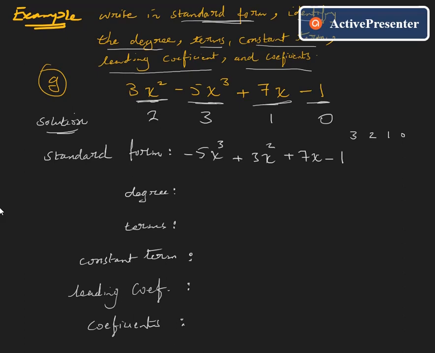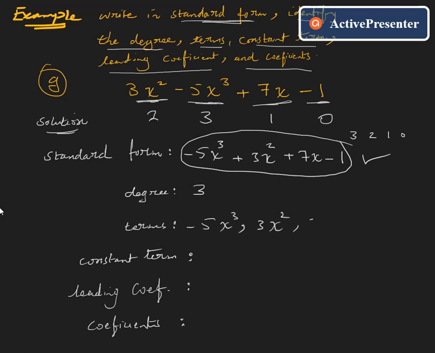This is the standard form. Okay, this is the standard form of the polynomial. The degree of the polynomial is 3. The terms we have minus 5x cubed and 3x squared and 7x and minus 1. The constant term is minus 1. The leading coefficient is minus 5.